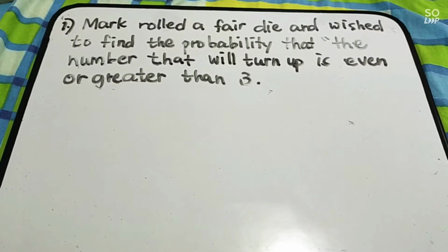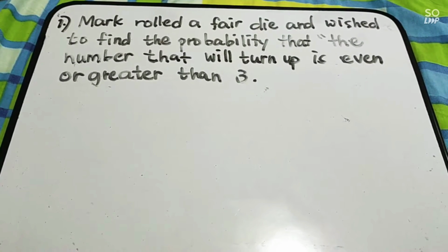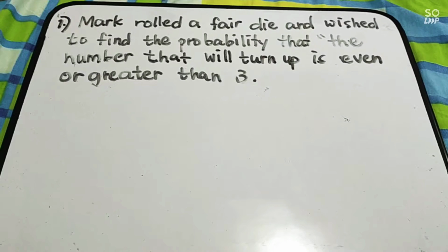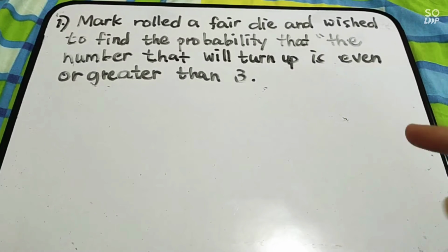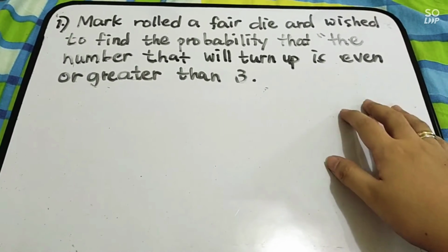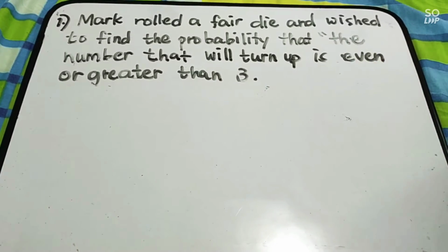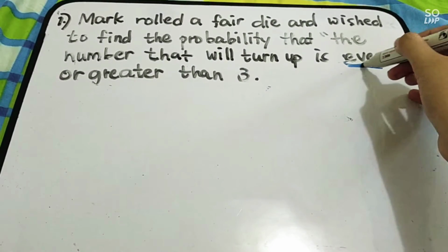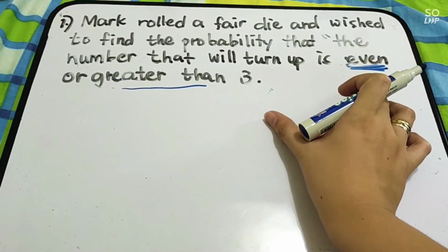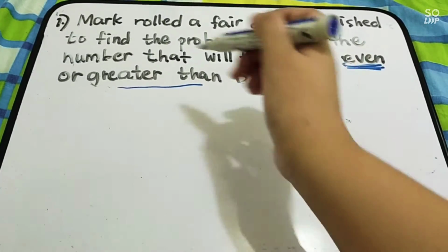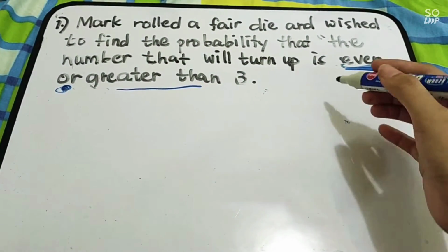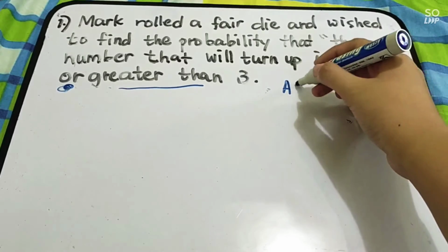Example number 1. Mark rolled a fair die and wished to find the probability that the number that will turn up is even or greater than 3. How can you say that this problem is the union of two events? In this problem, Mark wants to get a number that is even. That is one event, and the other one is greater than 3. So you have two events here. Why union? Because it says or, and from the word or, this is A union B.